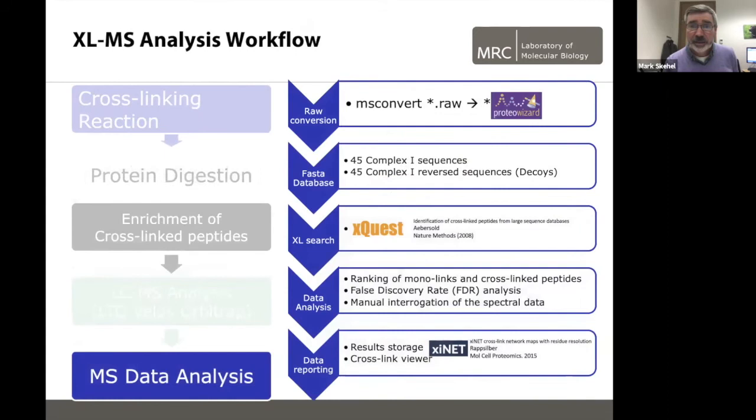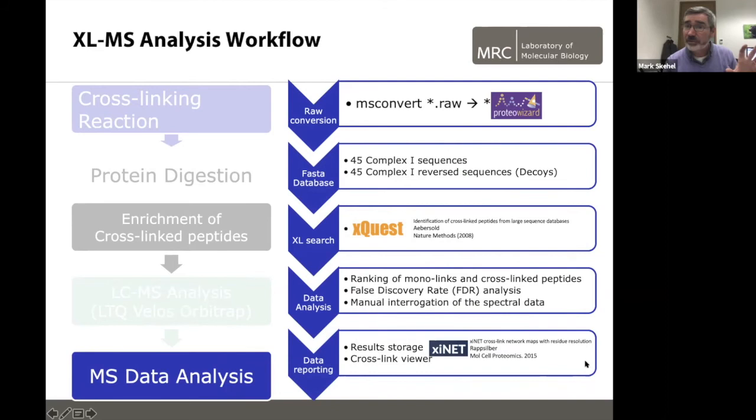And then this is sort of, you don't really need to know this, but the data processing route is to convert your raw file using ProteoWizard and then search. We don't use XQuest. We use a program called MeroX or StavroX, which came out of Andrea Sinz's lab, to identify crosslinks. That seems to work very well for the DSBU, a reagent which also came out of her lab. And then we viewed them on this software from Juri Rappsilber's lab, xiNET, which is quite a nice way of looking at the interactions.